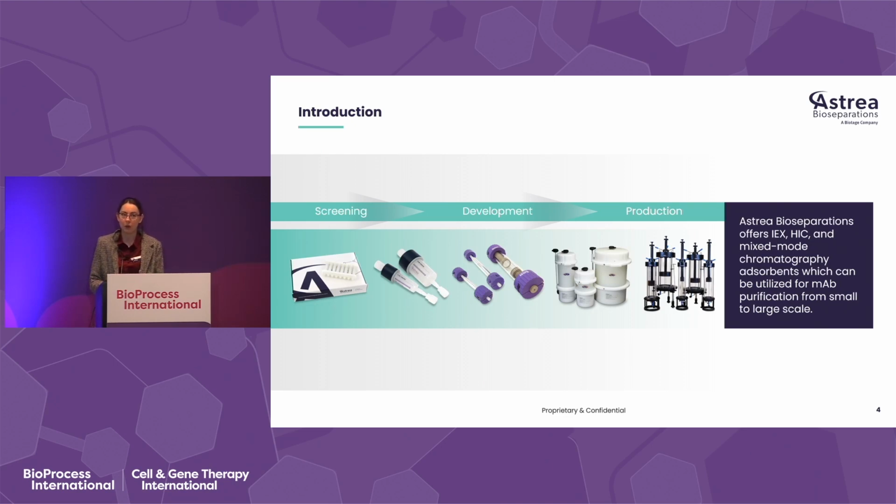And then we can also go through development with our SNAP columns that are available in a range of diameters and column lengths, all the way up to pilot and production scale with our EVOLVE process columns. We can also provide columns pre-packed with our adsorbents, the SNAP and the EVOLVE columns, to help you with your processes as well.